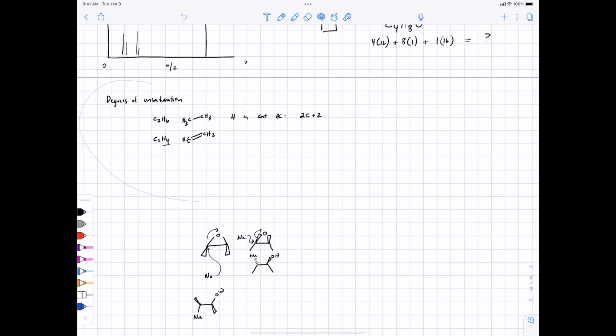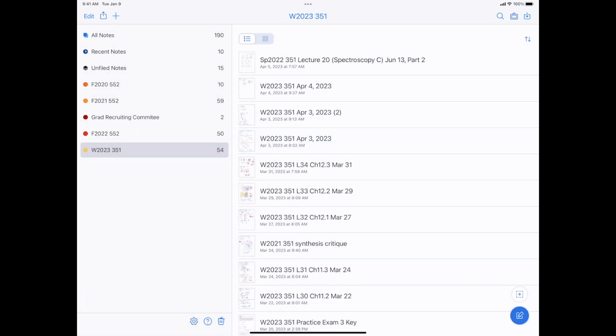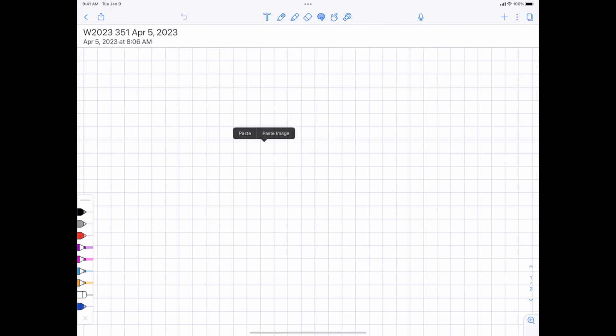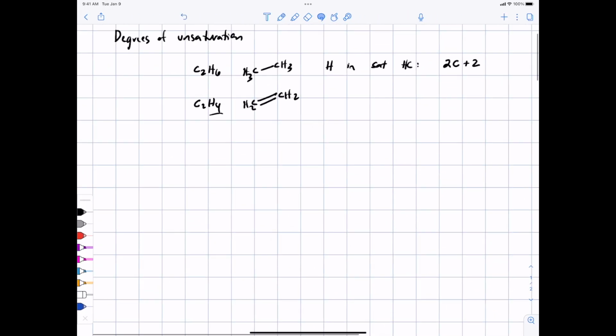Every double bond or ring that you form removes 2 hydrogens relative to the fully saturated hydrocarbon. So you learned that the fully saturated hydrocarbon has a formula 2n plus 2 for the number of hydrogens, where n is the number of carbons. But then I showed you how for the introduction of 1 double bond, you basically lose 2 hydrogens. This is true for a ring as well.